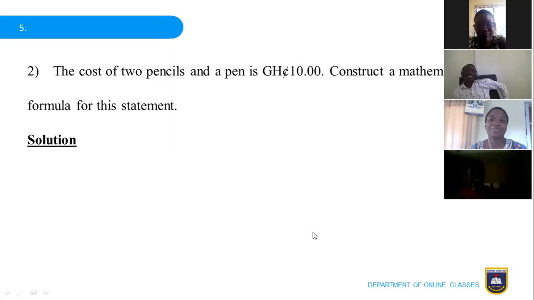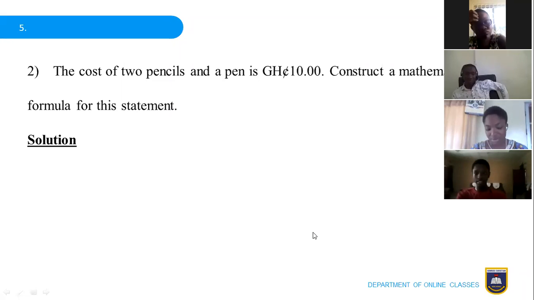So P plus Y equals 10 Ghana cedis, but you have the 2 pencils there. So if you have 2 pencils and 2 of your P will give you what? Not P squared. 2 of your P. 2P. Very good. So 2 pencils will give you the 2P plus the pen, the cost of 1 pen, and that will give you the total.